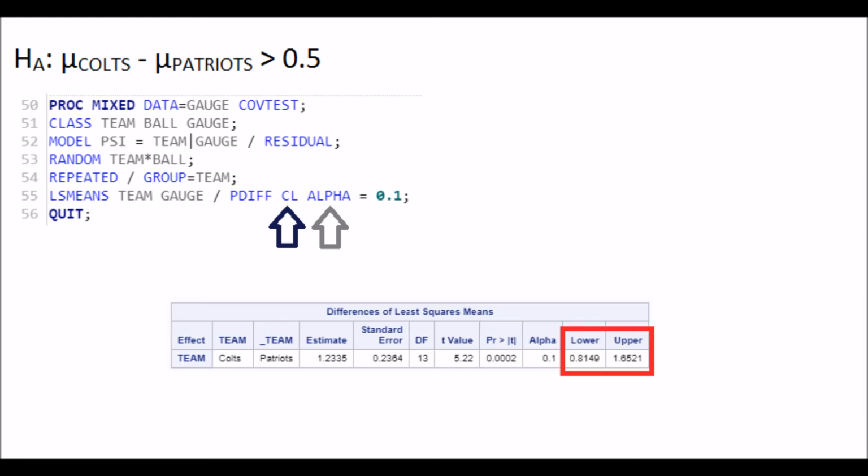Looking at the result, we see that the difference in PSI between the Colts and Patriots balls is significantly greater than 0.5, and in fact may truly be anywhere between 0.81 and 1.65 PSI difference. Therefore, either the difference between the inflation of the balls prior to the game was also greater than 0.5 psi, which we actually do not know because the balls were not measured by the officials prior to the game, or it appears someone did tamper with the Patriots' balls by deflating them.